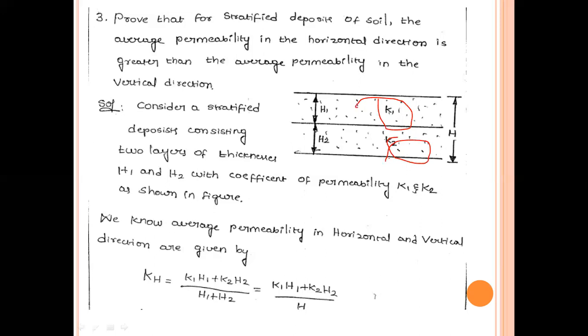We know the average permeability in the horizontal and vertical directions; KH equals K1 H1 plus K2 H2 divided by H1 plus H2, that equals K1 H1 plus K2 H2.